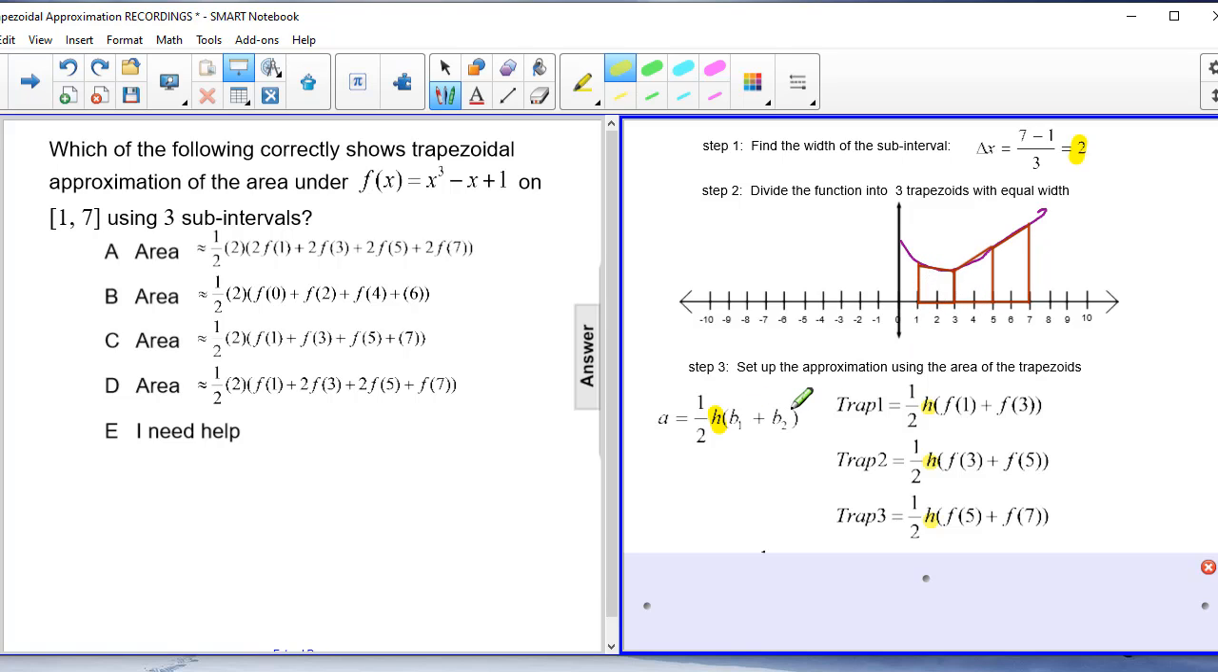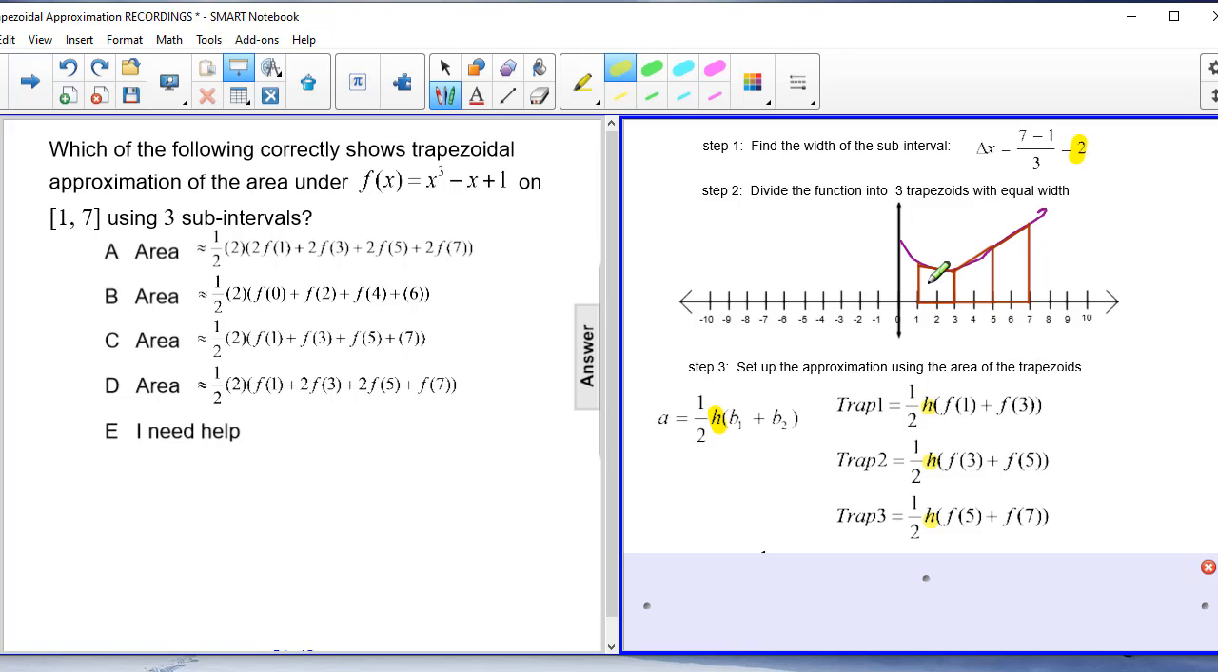So B1 and B2 are going to be represented by f of x at the various intervals. For example, for B1, the distance from the x-axis to the curve is going to be f of 1. And B2 is also the distance from the x-axis to the curve, so that's going to be f of 3. That's our first trapezoid.